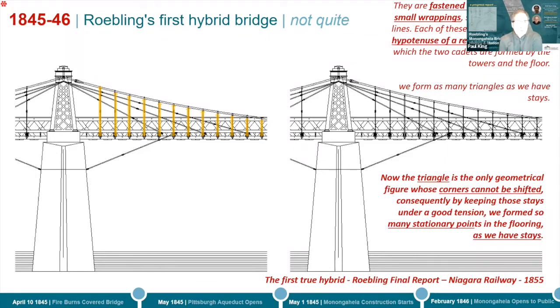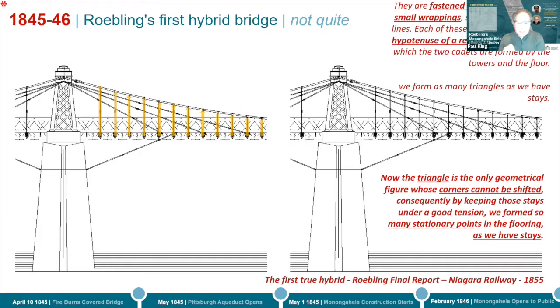Just to clarify one point, Roebling used what we call a hybrid bridge design. A hybrid bridge is designed where the suspension cable holds up the deck by a combination of the vertical suspenders as well as the diagonal stays. Roebling's thinking behind the reason why he used this was that the stays were fastened by small wrappings to these suspenders. Essentially his point is that you're making a triangular form, and he says the triangle is the only geometrical figure whose corners cannot be shifted. Consequently, by keeping those stays under good tension, we form so many stationary points in the flooring as we have stays.